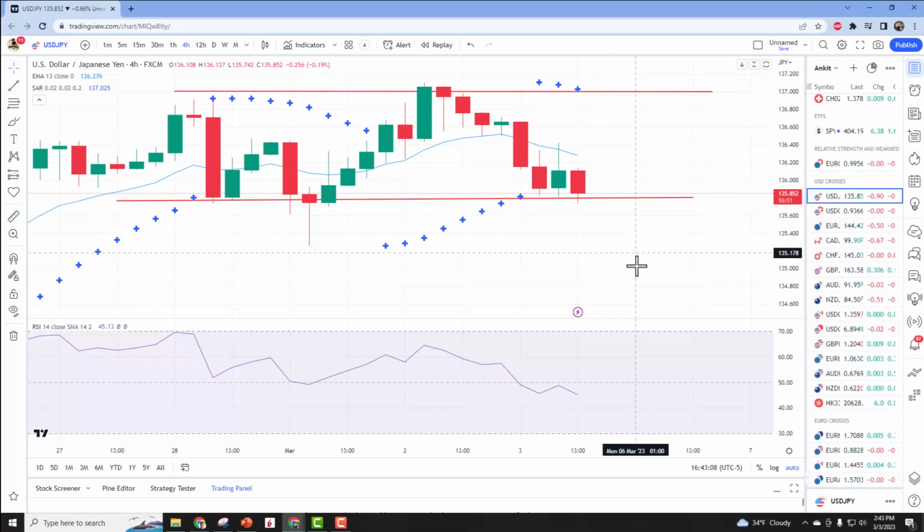Right now, the momentum is saying lower. EMA is moving lower. RSI is moving lower. Parabolic SAR is moving lower. At this point, I think you want to just wait. But I do think that this is going to be the best trade of next week. Dollar yen.